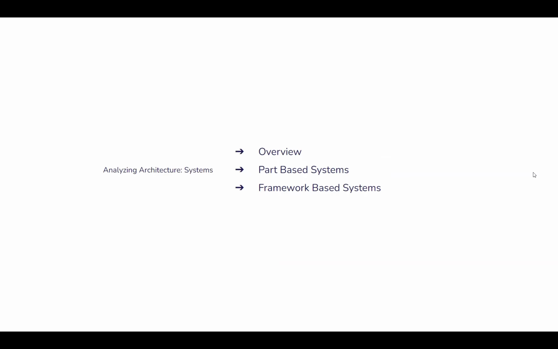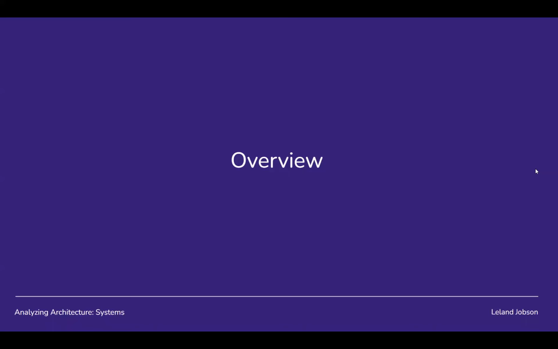Three parts overview. We'll be looking at two kinds of systems. This is my own dichotomy, but systems that are based on parts and systems that are based on frameworks. And you'll see what I mean by that in a bit. So the overview.